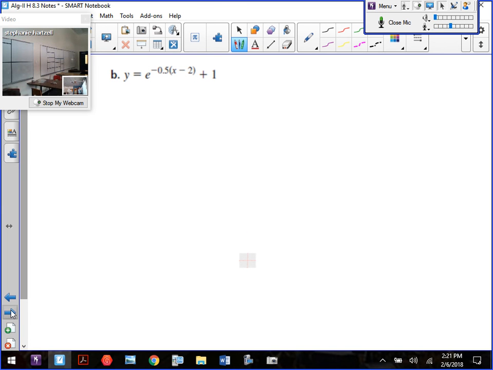Same idea. Let's make this interesting. Let's say it's y equals 3 e to the negative 0.5 times the quantity x minus 2, plus 1. Because then it creates a fractional. It's negative, then it's value 2. Then the value is between 0 and 1.